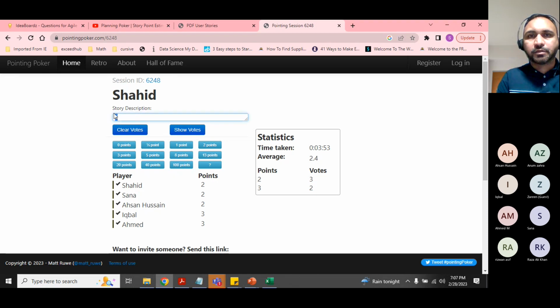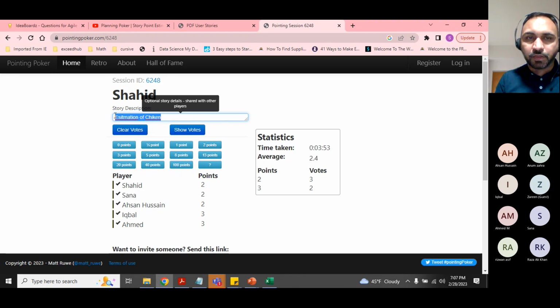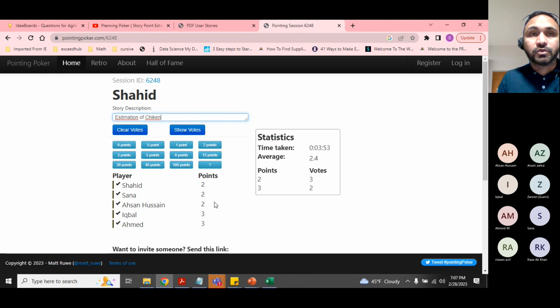Over here it says description, so you can say estimating chicken, for example. Something like what I do is I copy from the Excel sheet whatever story we are talking about. I put the title, so they know what they're providing the estimate for. Again, this is only one story that we have talked about and estimated so far. And you will find it a very useful tool in terms of anonymous voting.